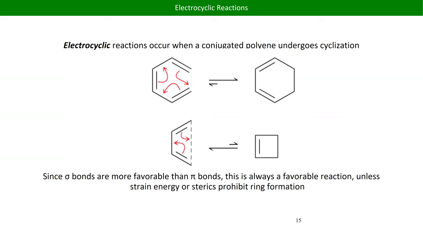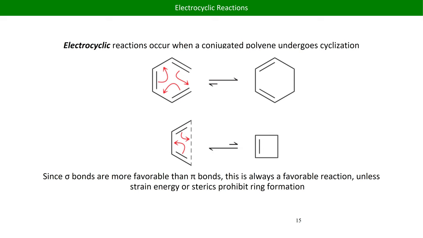And then the next class, sigmatropic rearrangements: you don't lose any pi bonds or sigma bonds, you just rearrange what you have. You make a sigma bond here, but you make another pi bond on the other side. So there's no net change. Okay, so they're all similar, but they look a little bit different.